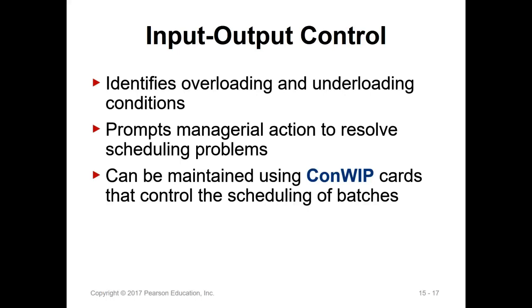The input and output control can provide the managerial action to resolve the scheduling issues, and can be maintained using WIP cards that control the scheduling of the batch. So the WIP card is kind of like a Kanban card. After you finish all of the work, you return this card to the people who supply the job and say, I finished it all, I'm waiting for the next one to send the material for further processing.